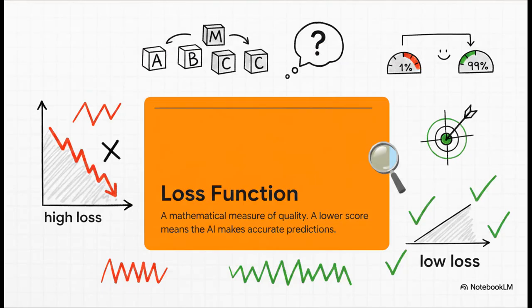The absolutely crucial point here is that we need a way to mathematically measure just how terrible our random initial guesses are. We do this using a loss function, specifically one called negative log likelihood. Essentially, we look at the AI's probability guess for the actual correct next letter. If the correct letter was M, and the AI only gave it a 1% probability, the negative log likelihood calculates a very high loss score. High loss is bad. We want that loss to be as close to 0 as possible.